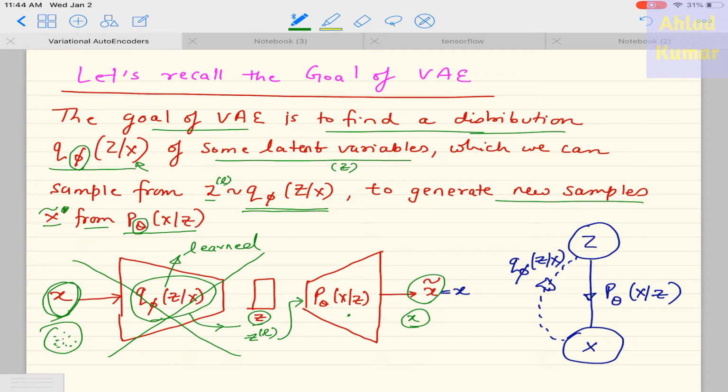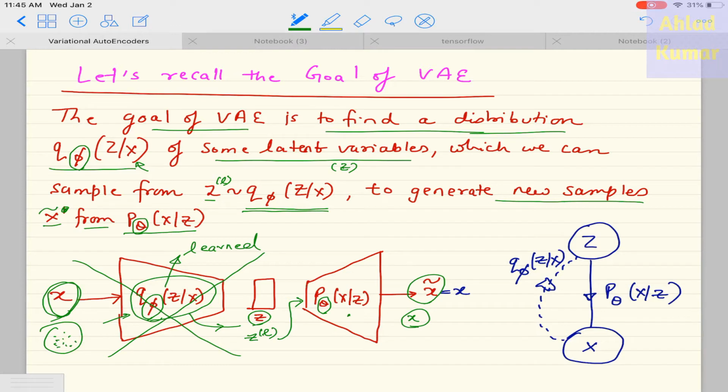And how will this q_phi(z|x) be learned? It will be learned through the process of backpropagation. Once backpropagation is done, these neural networks defined by p_theta(x|z) and q_phi(z|x) will be learned, and the optimized parameters will be obtained in terms of phi and theta.